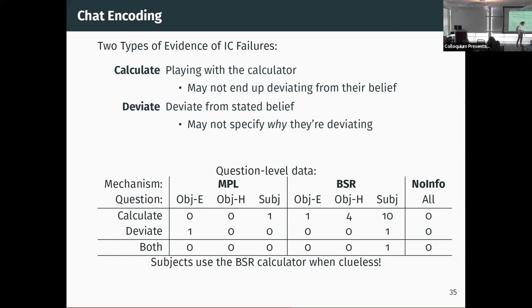So on hard questions and subjective questions, that's where we see people monkeying around with these calculators, trying out different things. I guess that assumes that people have a belief about the percentage of people who know the capital of Australia, right? I might not know or care. So I kind of go into it agnostically, playing around, maybe getting some information that way.